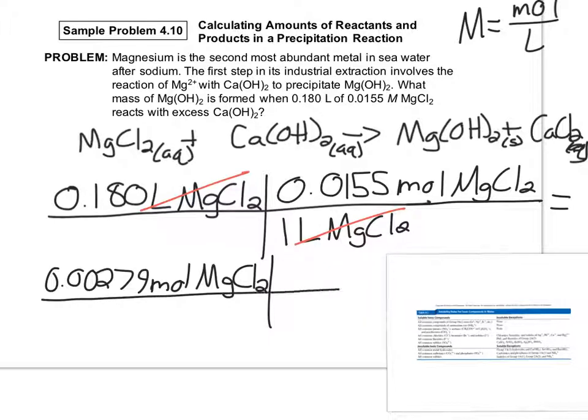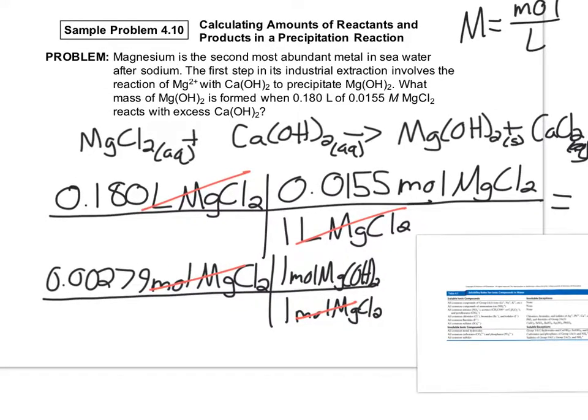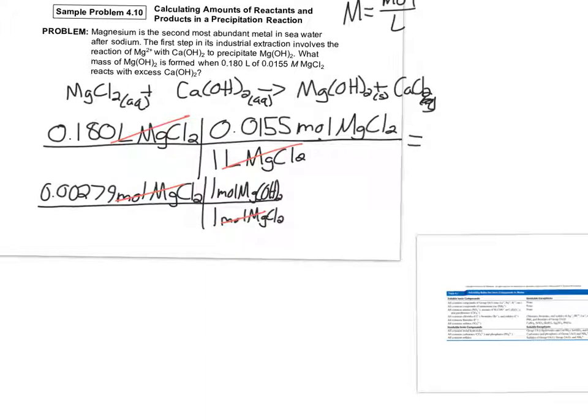And now I can use my balanced equation for my conversion factor. So let's see, what can I do here? From my balanced equation, for every 1 mole of magnesium chloride, I can make 1 mole of magnesium hydroxide. And I've got moles of magnesium chloride divided by moles of magnesium chloride. They cancel each other out. And that's going to equal 0.00279 moles of magnesium hydroxide.